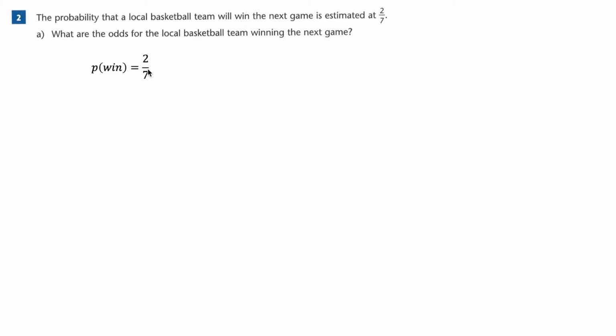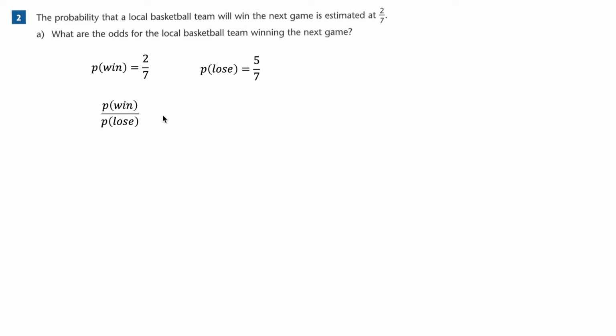The probability of winning is 2 out of 7. So that means the probability of losing, or the probability of not winning, would be 5 out of 7. Together, you've done all possibilities. So you either win or you lose. So that means 7 out of 7. So if the probability of winning is 2 out of 7, you do 7 take away 2, 5 out of 7.